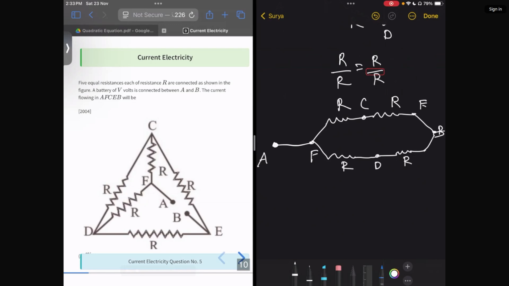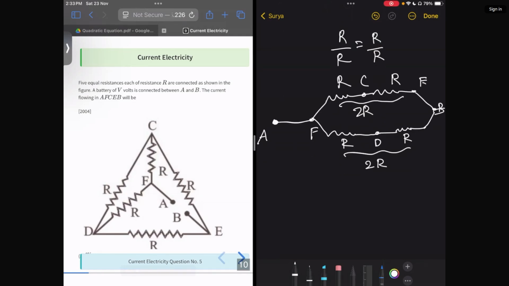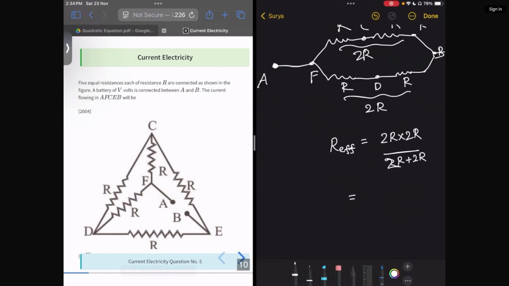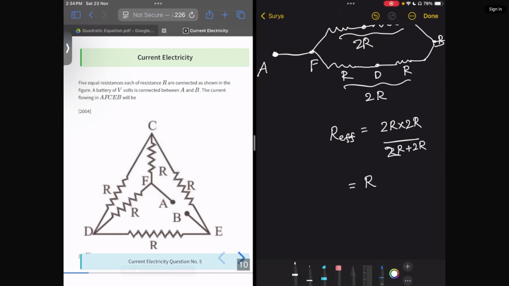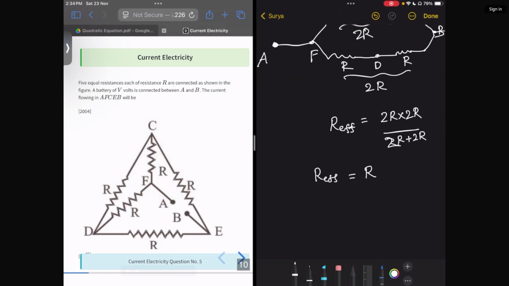So what is the effective resistance here? It is 2R. Here also it is 2R. So now what is the resultant effective resistance? If this 2R and this 2R are in parallel, it will be 2R into 2R by 2R plus 2R, so it is 4R squared by 4R. So the resultant R effective will be R. So the total current I is equal to V by R.